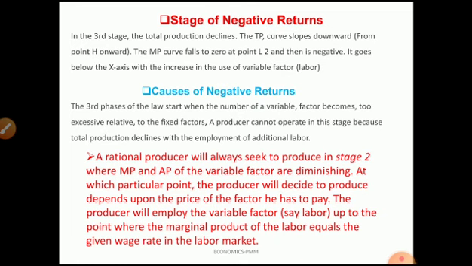Now, any rational producer will always seek to produce in stage 2, not stage 1 and stage 3, but stage 2. Because in stage 2, MP and AP, that is marginal product and average product of the variable factor, are diminishing. At which particular point the producer will decide to produce depends upon the price of the factors he has to pay. The producer will employ the variable factor, we have taken variable factor as labor, up to the point where the marginal product of the labor equals the given wage rate in the labor market.